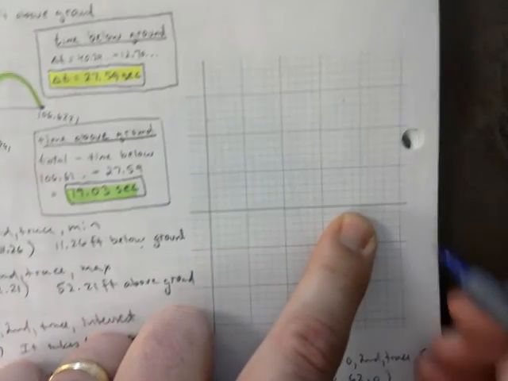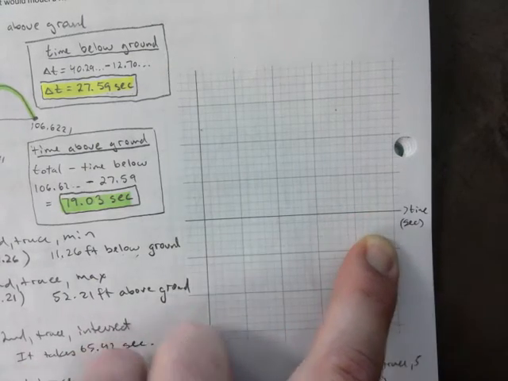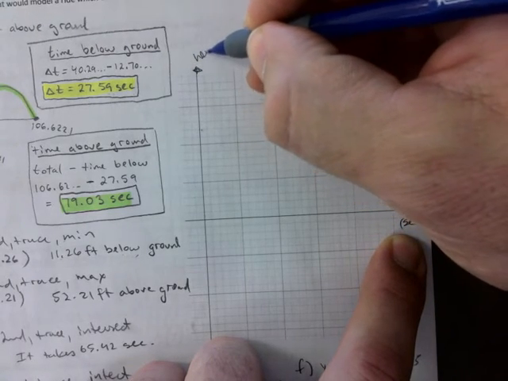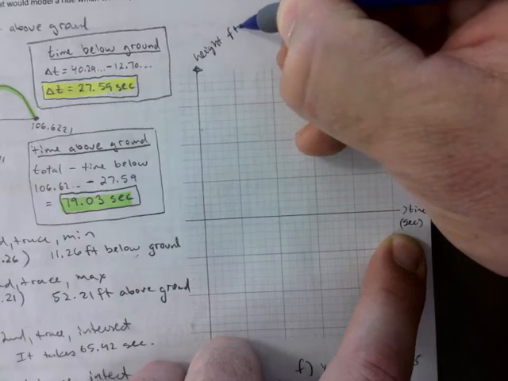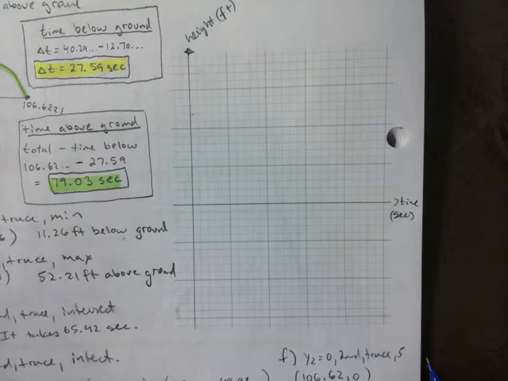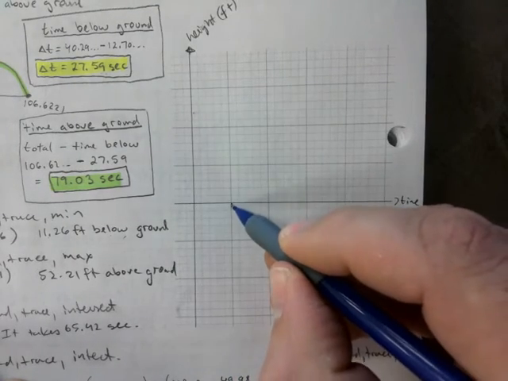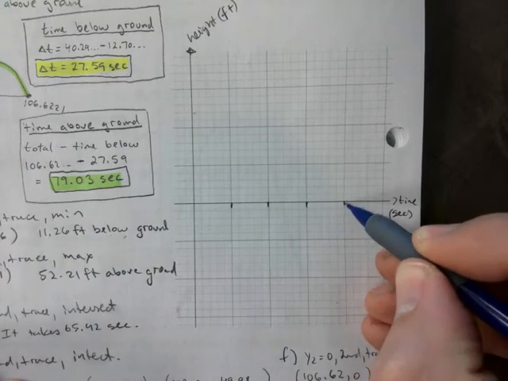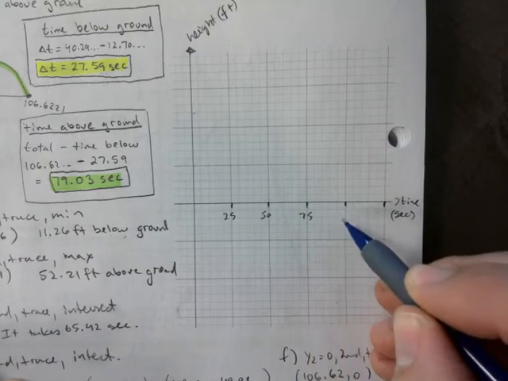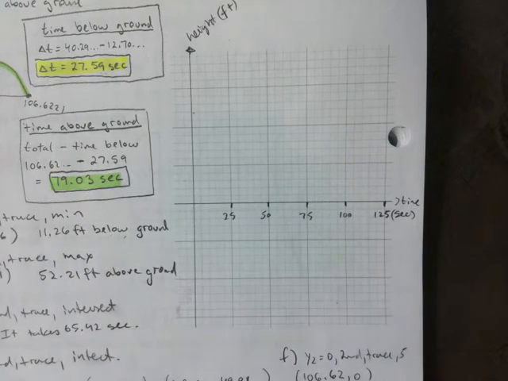I purposely, right? This is my time in seconds, and I have this is the height in feet. I need to make sure I consider a lot of things. So 106 for sure has to go in here. So 20, 40, 60, 80. No, that's not going to work. So I'm going to go with 25. 125, that works out pretty good.